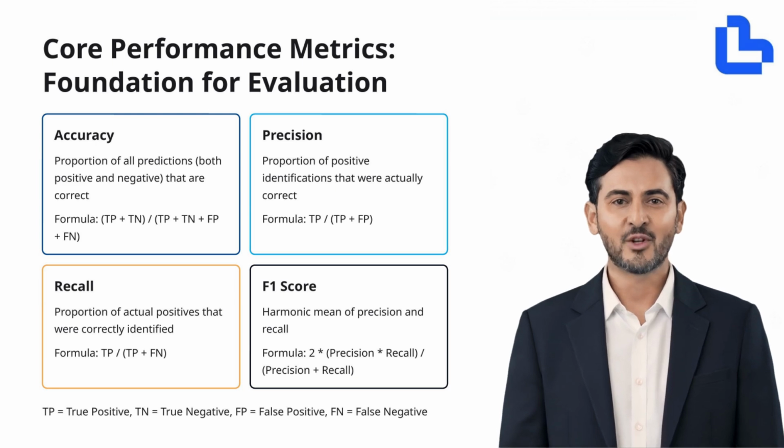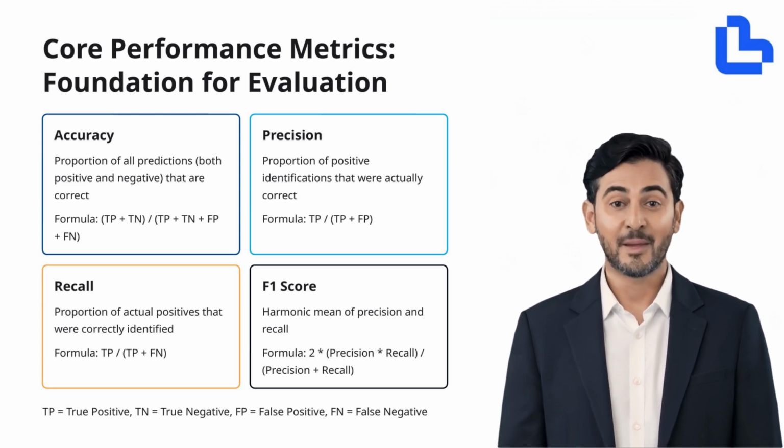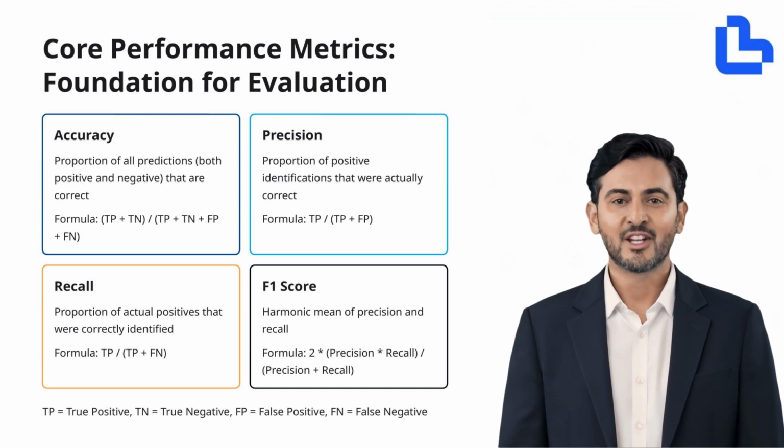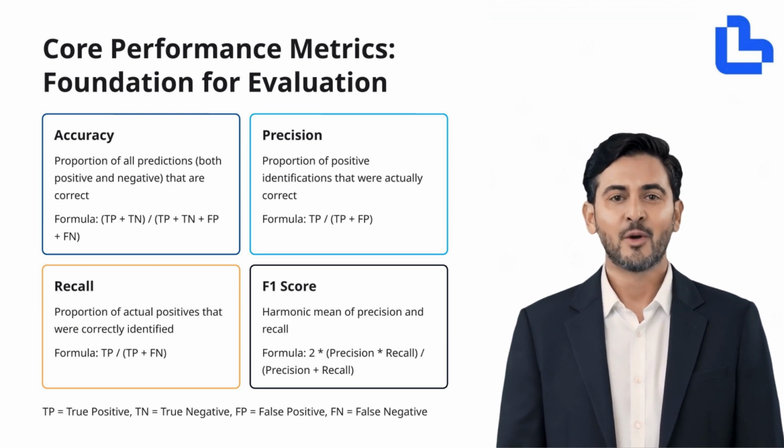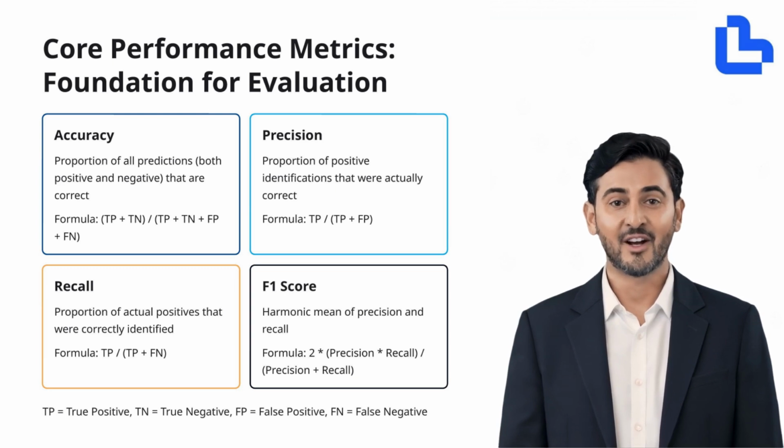To effectively evaluate machine learning models, especially in production, we need to start with a solid understanding of the core performance metrics. These metrics help us quantify how well our models are performing and guide us in making informed decisions about improvements, retraining, or deployment strategies. Let's begin with accuracy. Accuracy measures the proportion of all predictions, both positive and negative, that are correct.